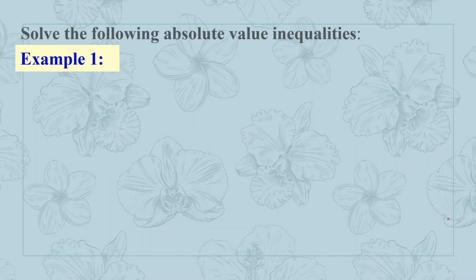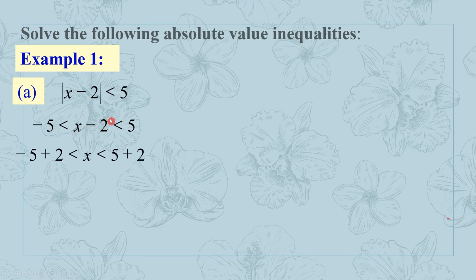Okay, let's look at the example. Given to us, absolute value of x minus 2 is less than 5. So by using the definition of less than, we can write it as x minus 2 is in between negative 5 and 5. Okay, and then we're going to bring negative 2 to the left and to the right. So negative 5 plus 2 will give us negative 3, and 5 plus 2 will give us 7. So our answer is x is in between negative 3 and 7.